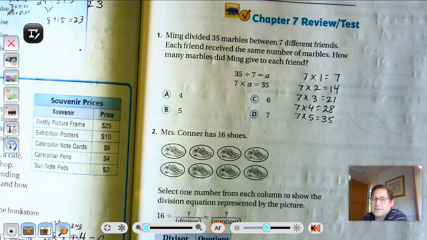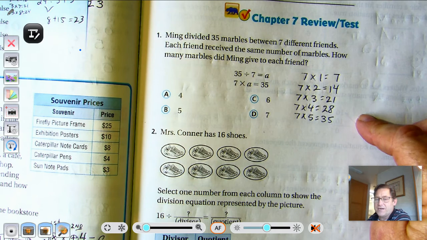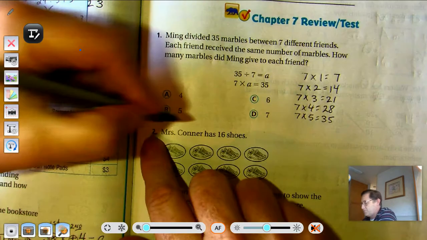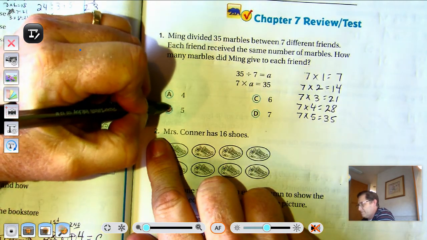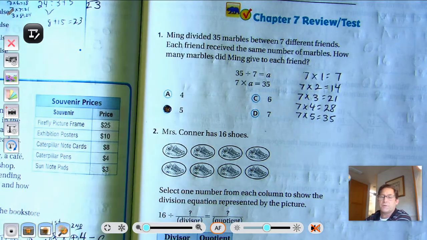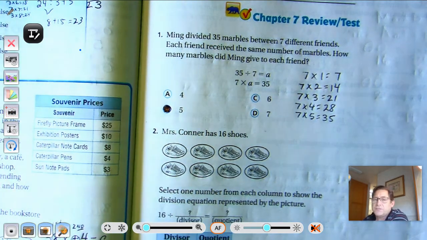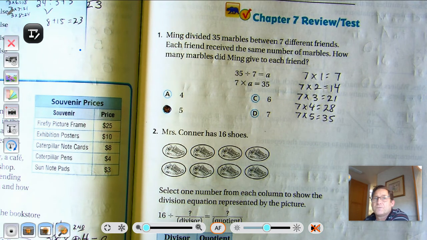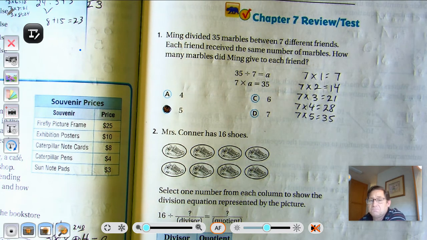Now, if I had just known that 7 times 5 was 35, I wouldn't have had to use this strategy at all, okay? I could have just circled 5. But remember, Chapter 7 was all about using strategies to help us divide. But if we have those basic division facts memorized and it doesn't tell us to draw something, just answer it.